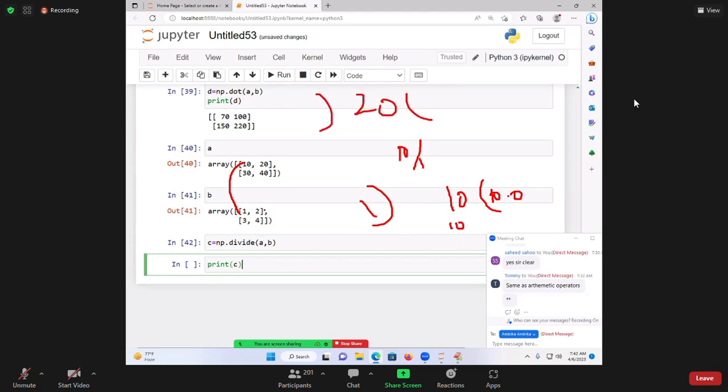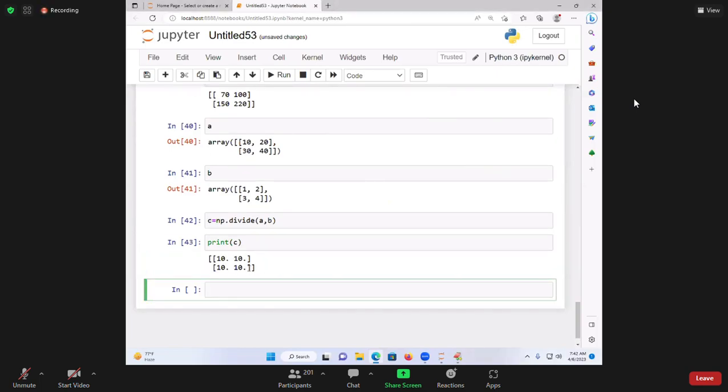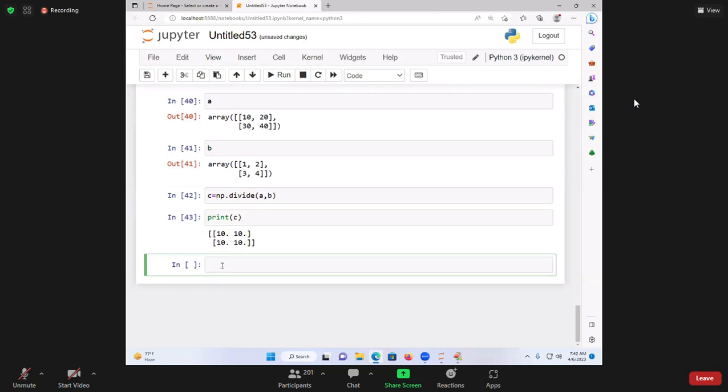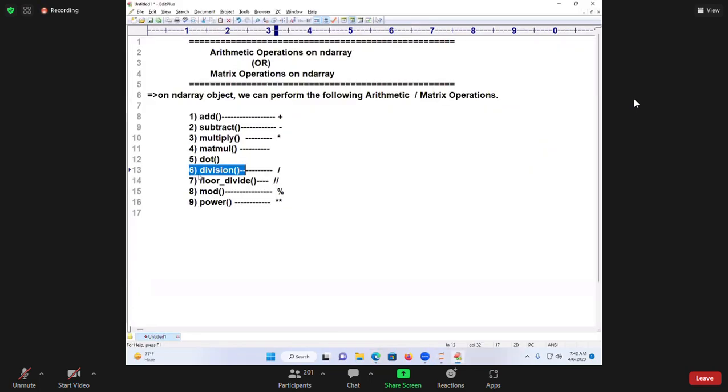Like that, next 20 by 2, element-wise division. Again it is going to be 10.0. Next, the same, 30 by 3. All 10, 10, 10 will come. Print C. Getting or not? Similarly, you can apply D is equal to A slash B also. You can apply this element-wise division also and get the same answer. Either you can perform with the slash operator, or you can perform with the divide function. What is the double slash operator?